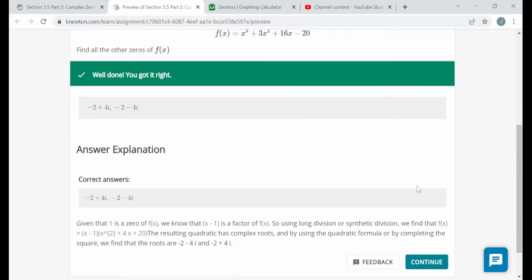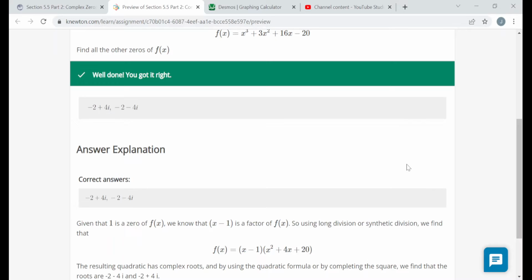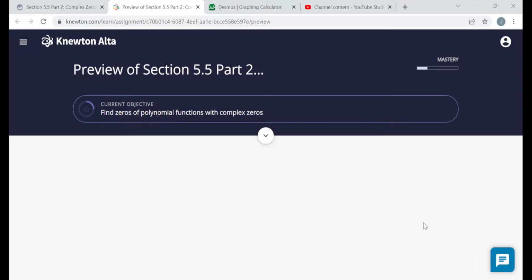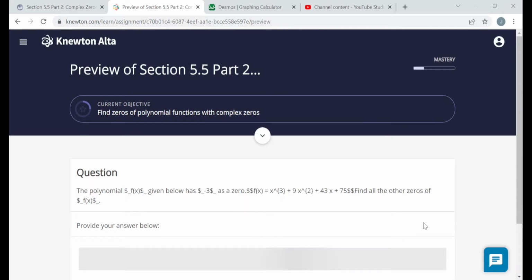And then after you submit an answer, it should give you some sort of answer explanation afterwards. Please read through these, so you can hopefully understand why something was correct or incorrect, especially incorrect, and you can try to learn from your mistakes for future questions. Alright, next.